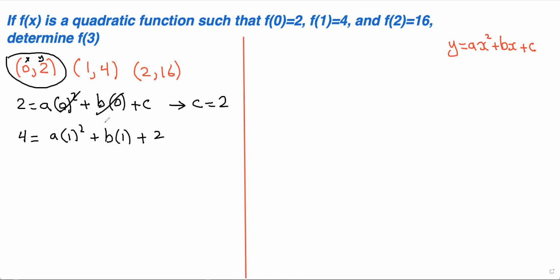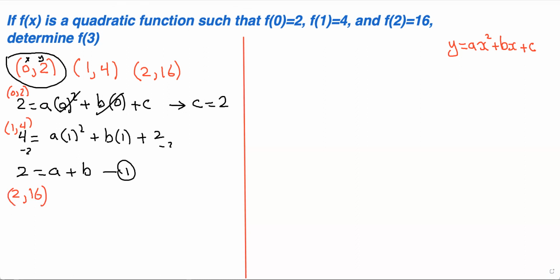So now I'm going to move this 2 to the other side, becomes minus 2. So 4, basically I'm taking 2 away from both sides for my North American audience. 2 equals 1 squared is 1 times a is a, plus b times 1 is b. So I have this equation, and maybe let's call this equation 1 right here. This is, I use the 0 and 2 here, and for this I use the 1 and 4. Okay. And now I'm going to use the last point, which is the 2 and 16.